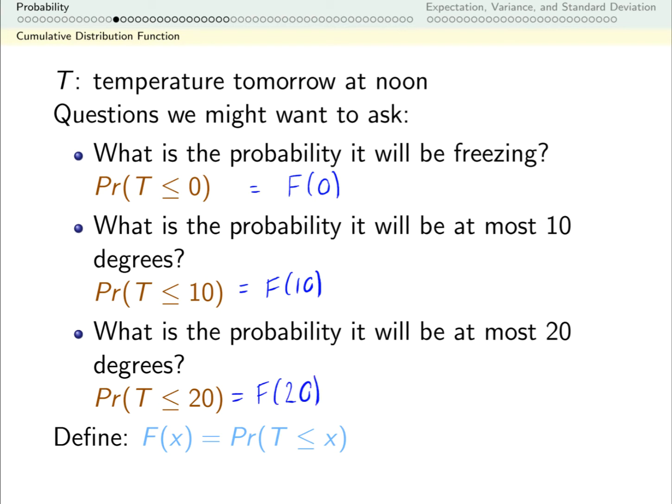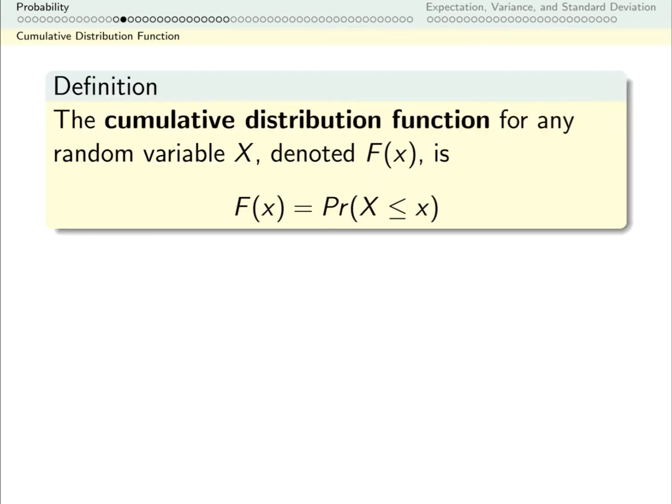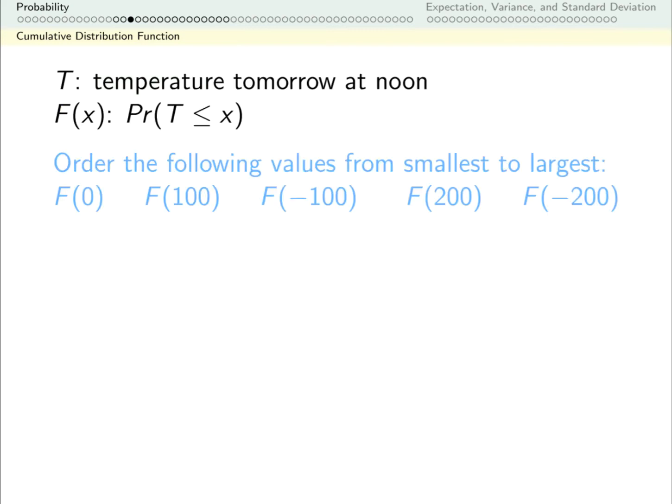Now I want to mention this seems like a very specific thing to define. It ends up being extremely useful, which is why we're spending time on it now. This is called the cumulative distribution function. We like to use a capital F to denote it, and its definition is just exactly what we did before. F of x is just shorthand for the probability that my event is less than or equal to x.